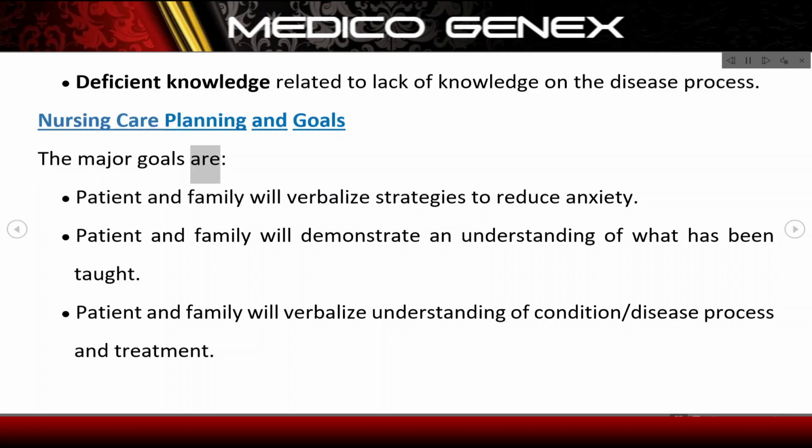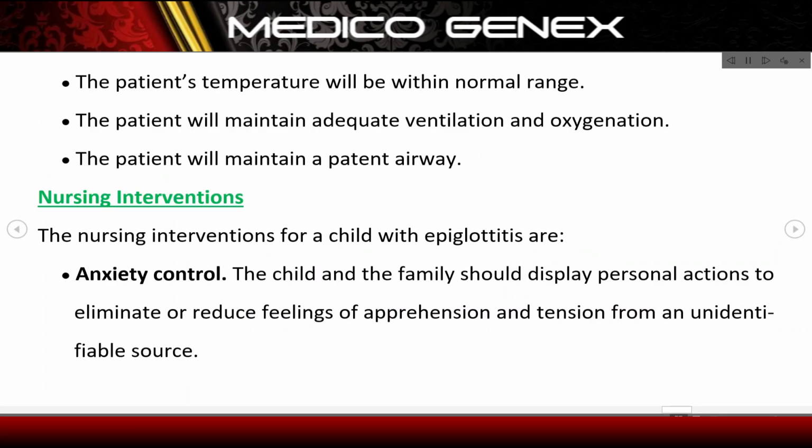The major goals are: patient and family will verbalize strategies to reduce anxiety. Patient and family will demonstrate an understanding of what has been taught. Patient and family will verbalize understanding of condition, disease process and treatment. The patient's temperature will be within normal range. The patient will maintain adequate ventilation and oxygenation. The patient will maintain a patent airway.